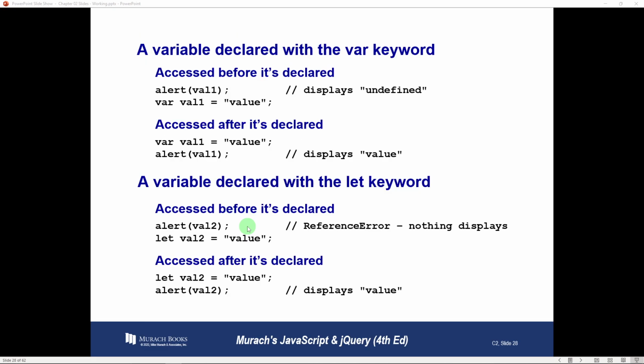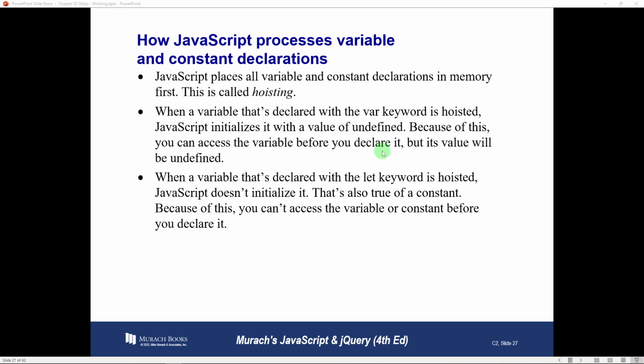Let's look at an example. So here's an example, two lines of code. The second line of code, we declare a variable using that var keyword of val1, and it's a string called value. So the minute we run our code, JavaScript scans through it. It says, oh, there's a variable there called val1. And it doesn't initialize it to value. It initializes it to undefined.